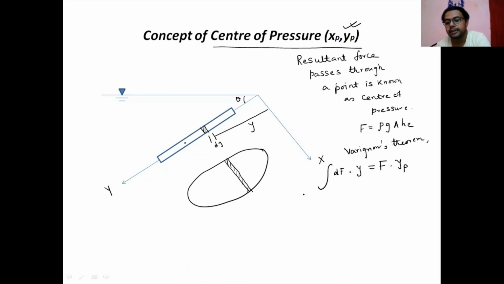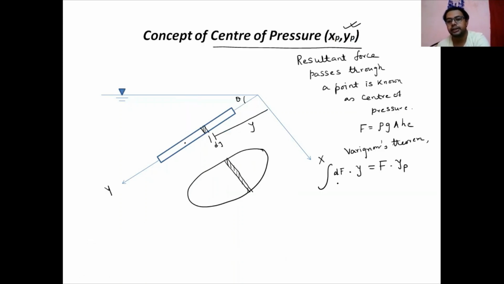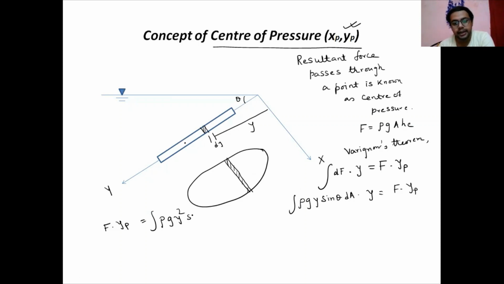dF, as we have already seen in the previous cases, the dF value is rho g y sine theta into dA. We are putting this here: rho g y sine theta into dA, that is dF, into another y that we are considering. So F into YP is equal to the integral of rho g y square sine theta dA.